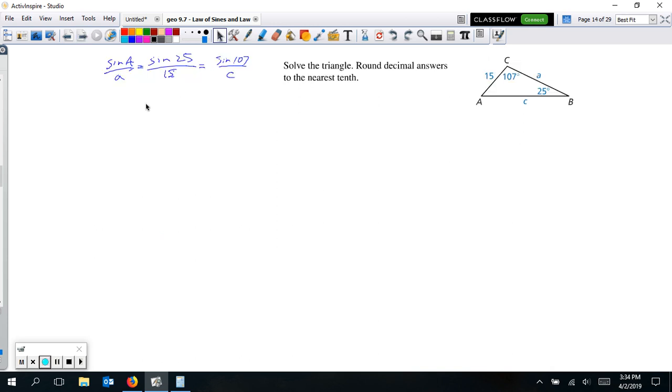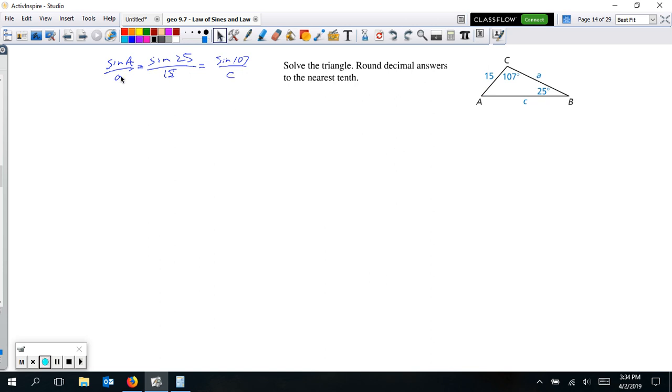Here's another one where I have one side but two angles. So this time I put the sines on the top and the side lengths on the bottom. I don't know A, so I have sine of A. I do know B, that's 25, so sine of 25. I know C is 107, so sine of 107. And on the bottom, I don't know side A, but I do know side B right here, which is opposite angle B. That's 15. Side C, I don't know that one.